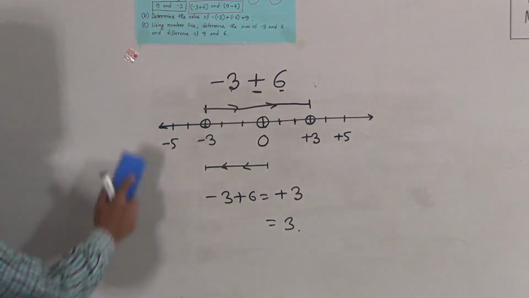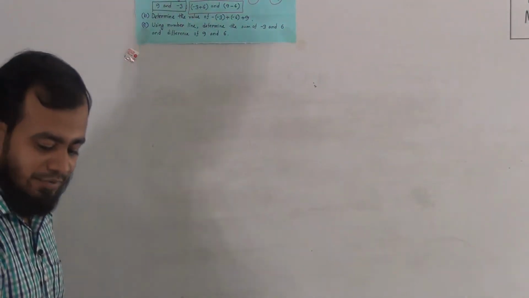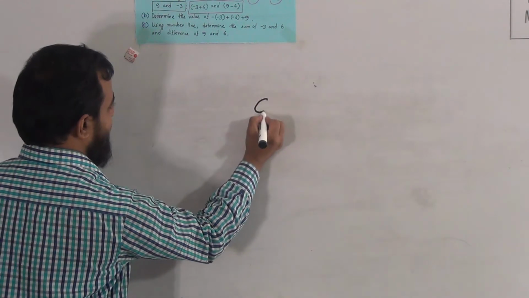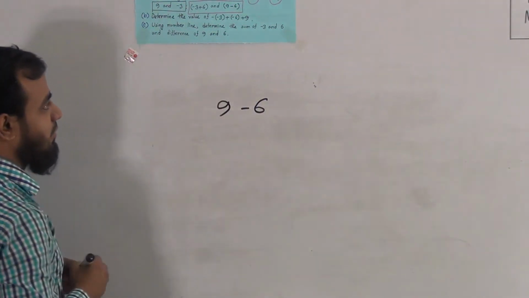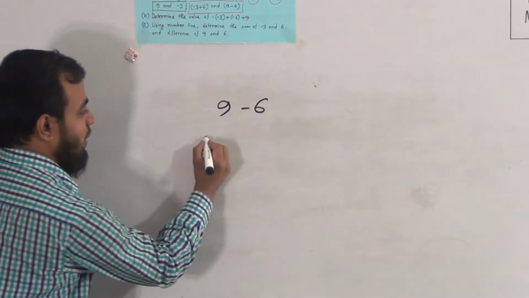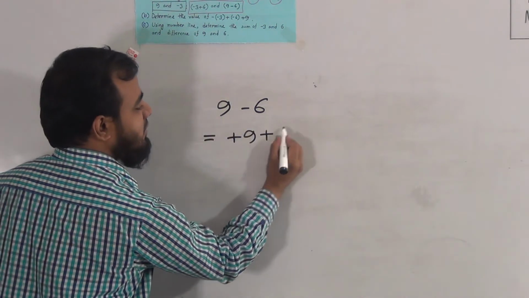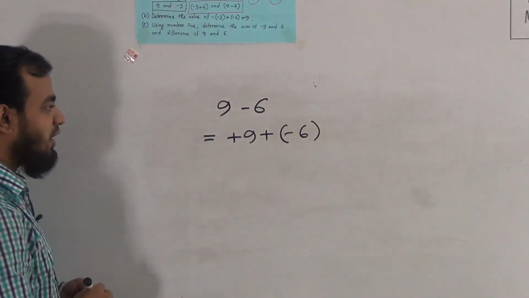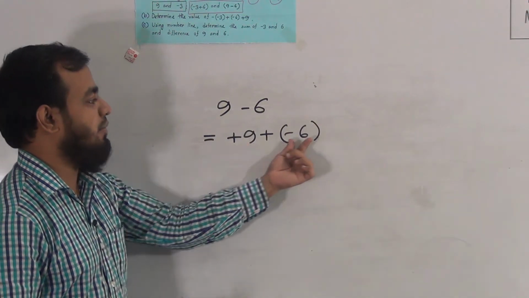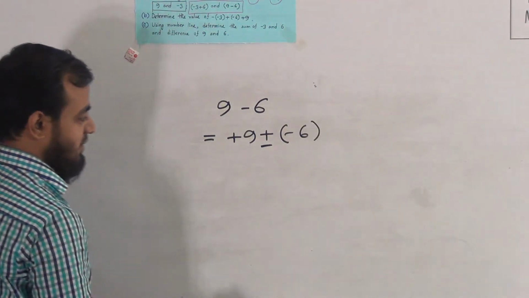Now the second one: we have to find out the difference of 9 and 6. Difference can't be a negative sign. Difference means we have to subtract the smallest number from the biggest number. That means we have to calculate 9 minus 6. We can write this as plus 9, because 9 has no sign in front, plus minus 6. That means this is the addition of plus 9 and minus 6.